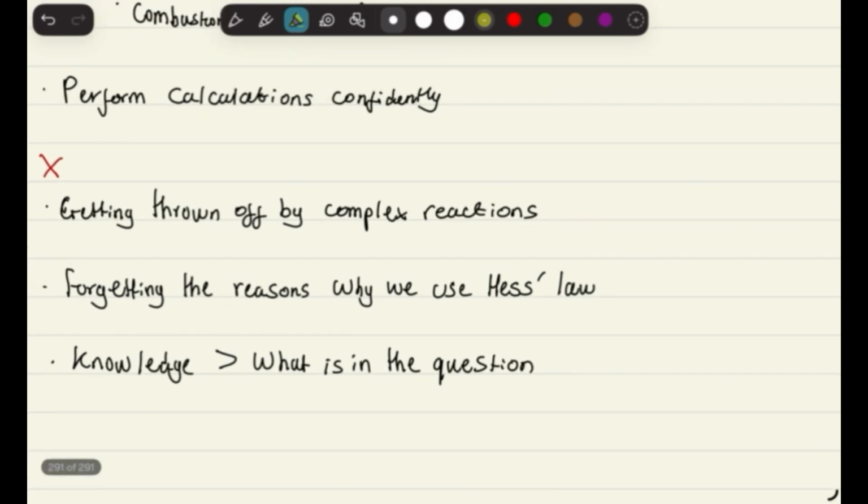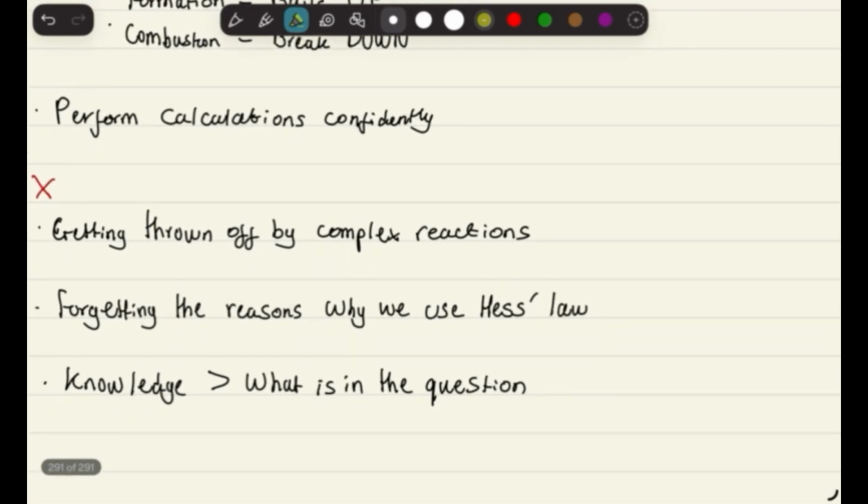Finally, what not to do. I think a lot of the equations you're going to get might be unfamiliar or a bit complicated. Don't get thrown off. Stick to the basics. Know those reasons why we can't use Hess's law, because if it comes up as a 1-2 marker in your exam, you're going to regret not being able to get it. That could be the difference between grade boundaries. So make sure you aren't the one that falls for that trap.